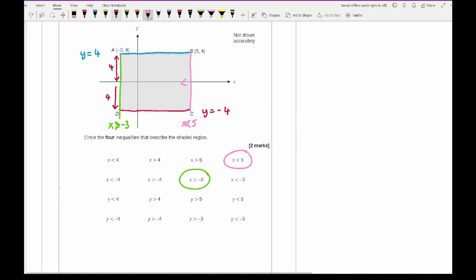Then looking at the two y graphs, this is below, so I'm looking for y is below positive 4, which is this option here. And then for the claret colour, the marine red one, we're looking for above the line. So we're looking for y is greater than -4, which is that option there.